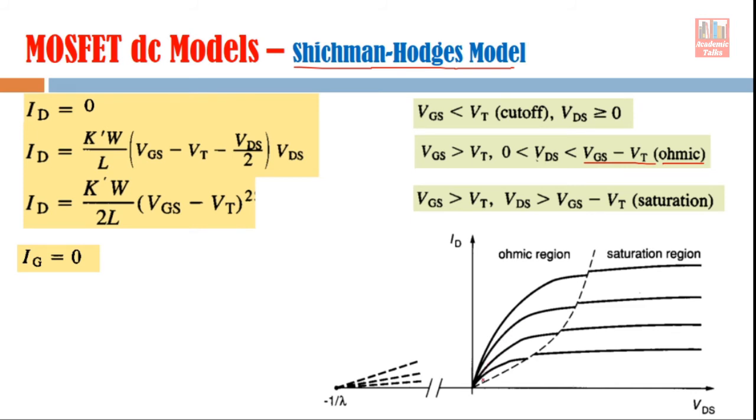You see, in the ohmic region, this corresponds to this equation, and it corresponds to this particular condition: VDS is greater than zero and less than VGS minus VT. This is the curve where VDS is equal to VGS minus VT. This is the pinch-off curve.